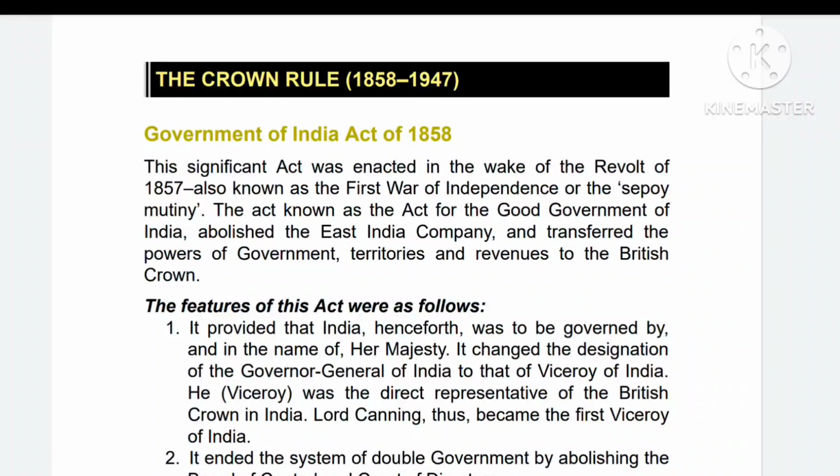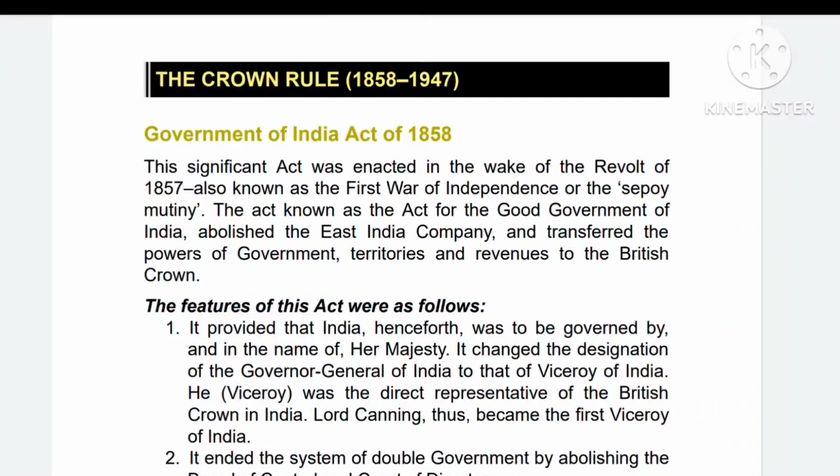The features of this act were as follows. Number 1. It provided that India henceforth was to be governed by and in the name of Her Majesty. It changed the designation of the Governor General of India to that of Viceroy of India. He, the Viceroy, was the direct representative of the British Crown in India. Lord Canning thus became the first Viceroy of India.